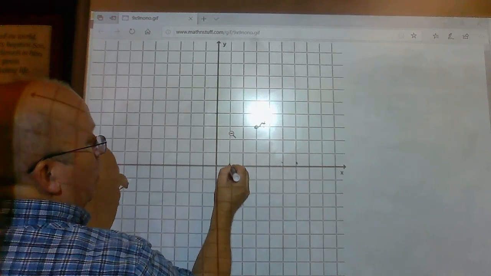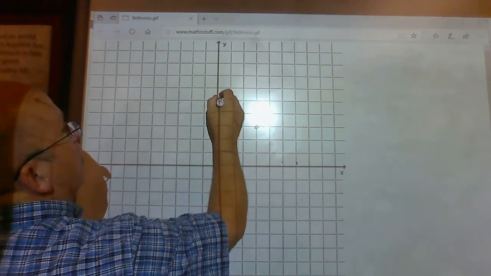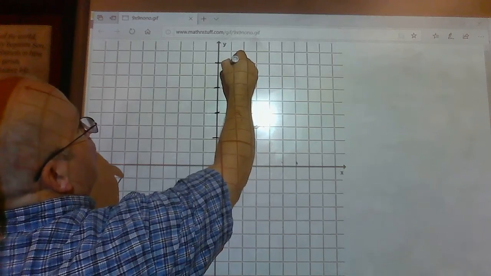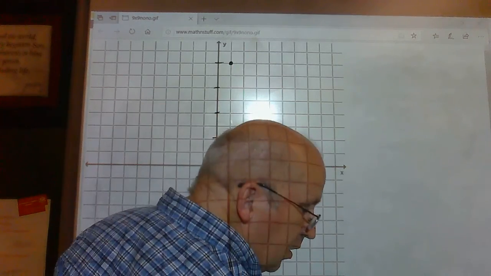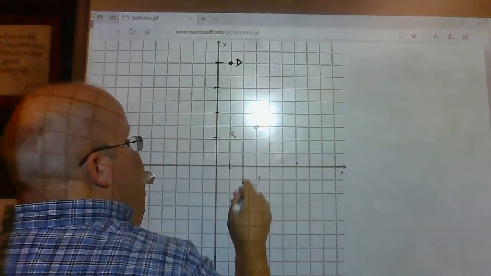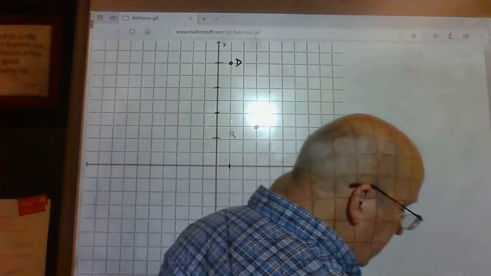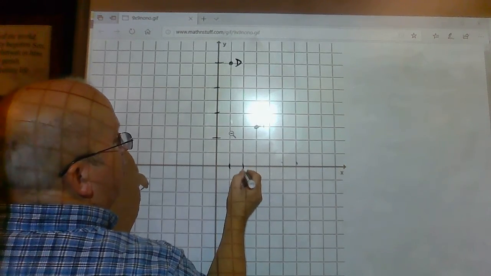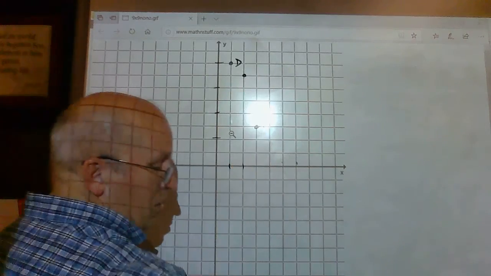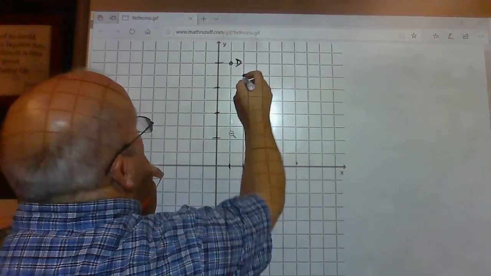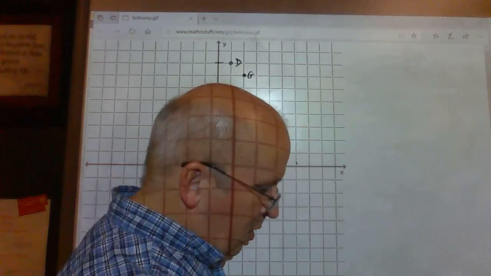How about number 13? 1, 8. 1, and then 8 would be 2, 4, 6, 8. 1, 8 would be way up there. 1, 8 would be the letter D, right? Number 14, how about 2, 7? 2, 7 would be 2 and 7, and that's letter G for number 14 according to the textbook. Enough of that.